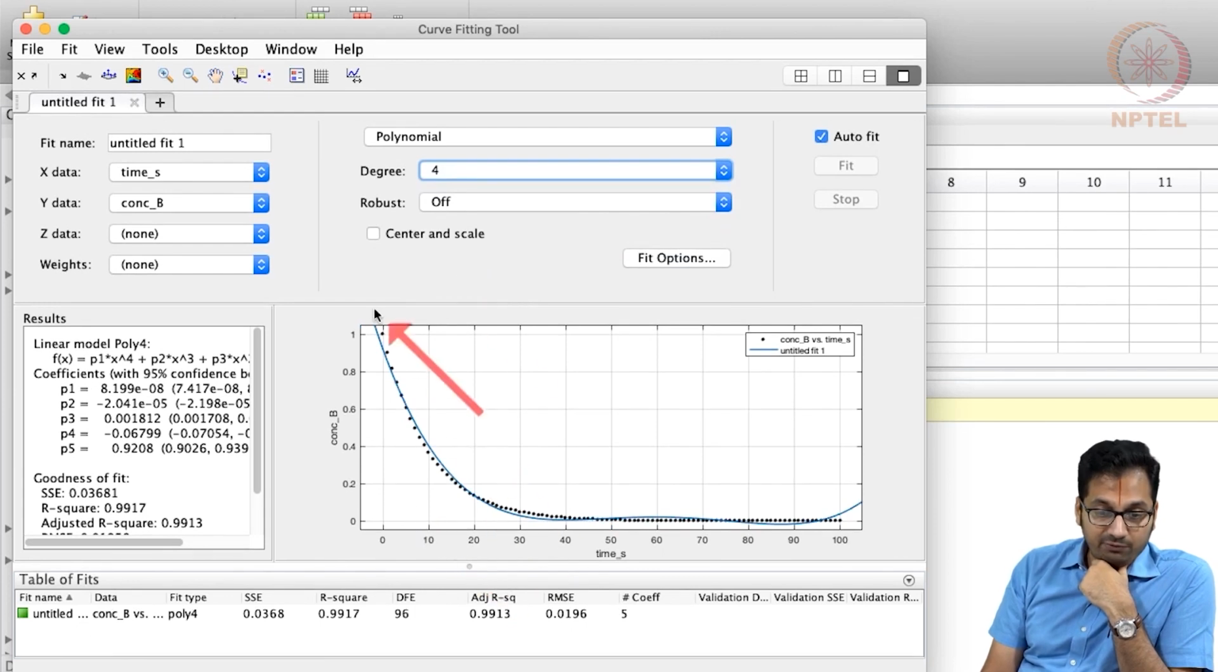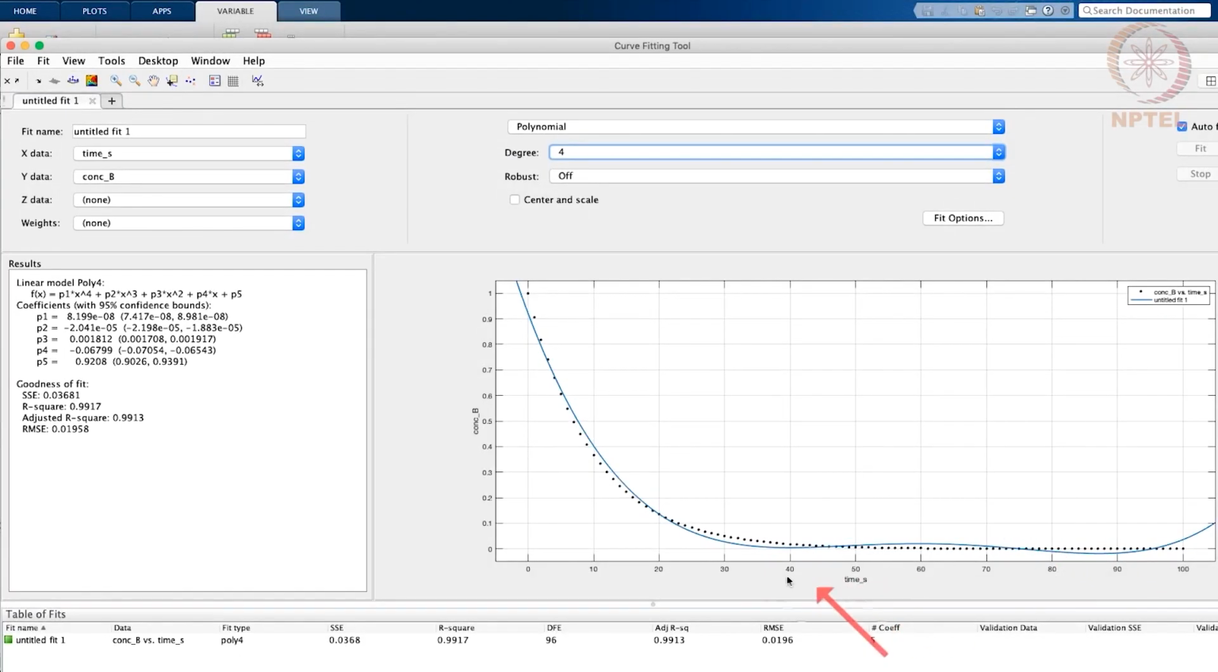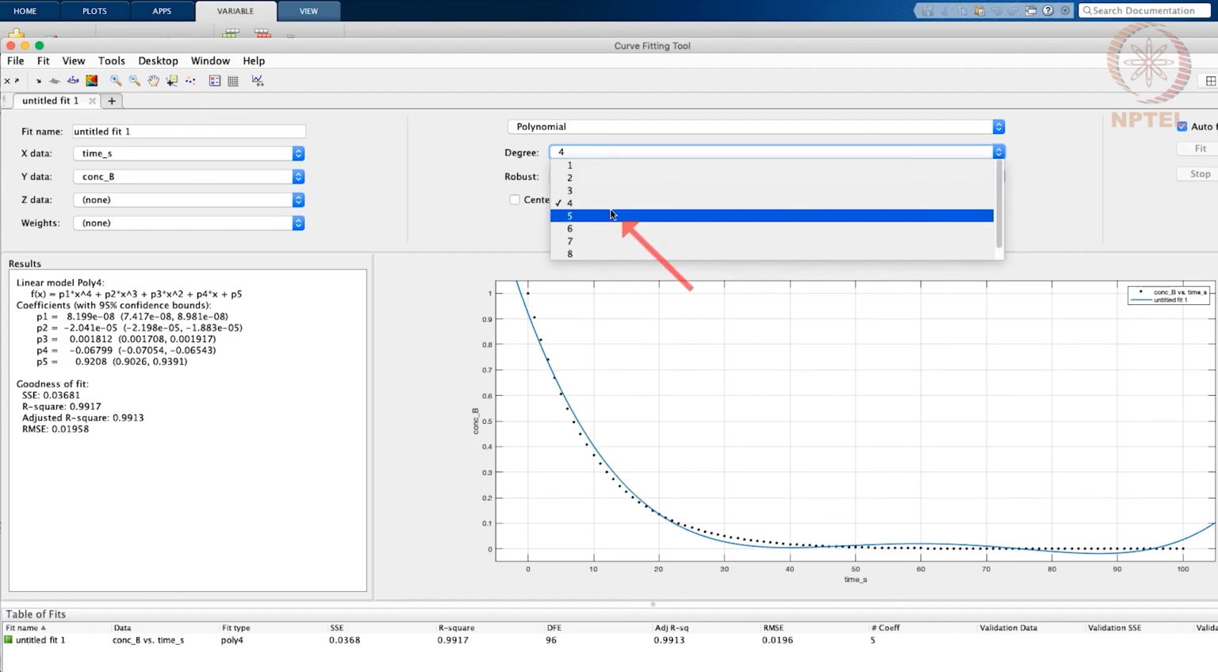When you go to the power 4, the fit starts to definitely get better, but you are still able to realize anomalies. Let me expand it a bit. You are still able to see anomalies here, where the blue line does not pass through the black data set. The initial points are also not good, and the final point for sure is going farther away. Let's try to see what happens with 5.